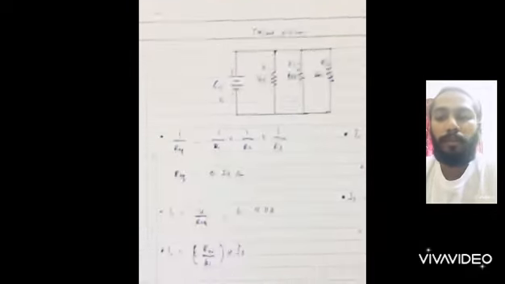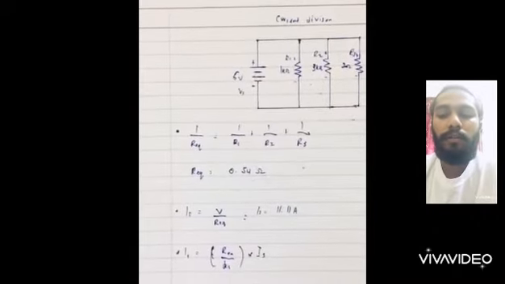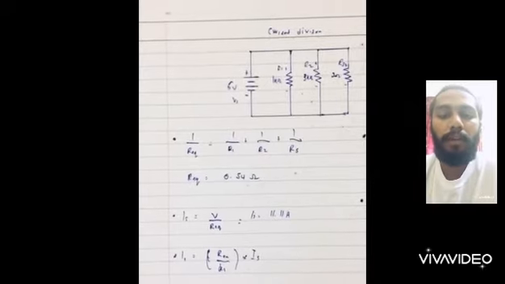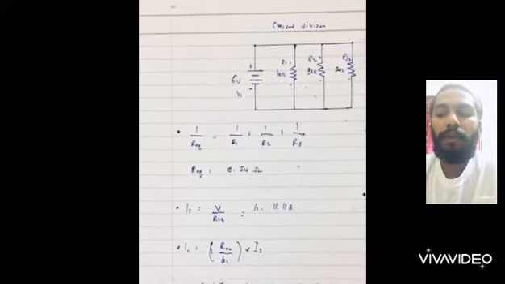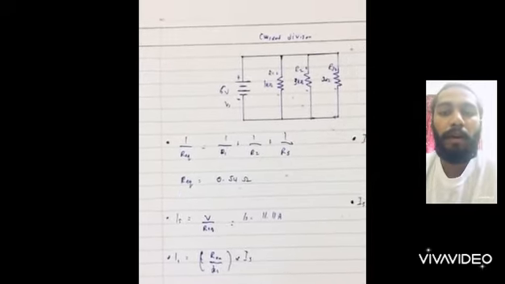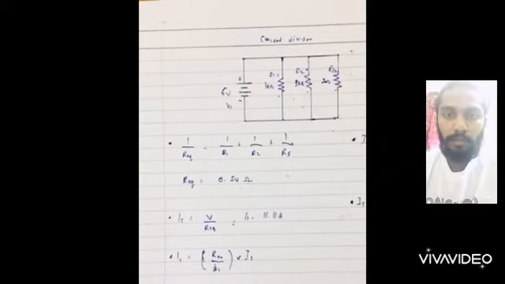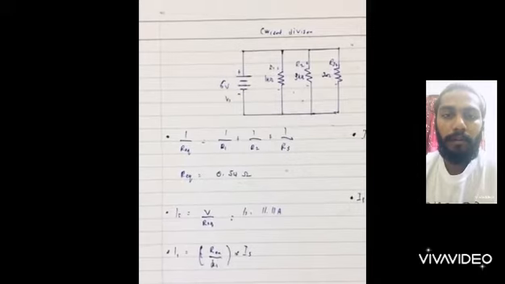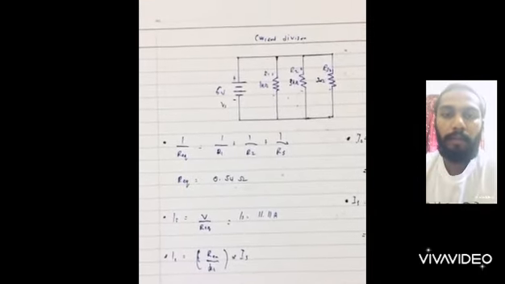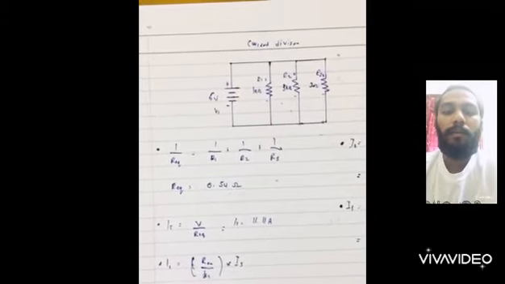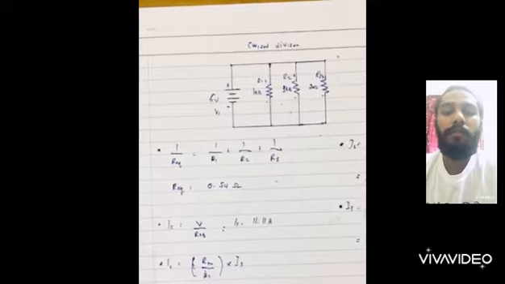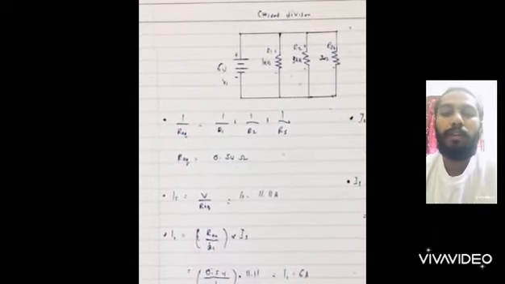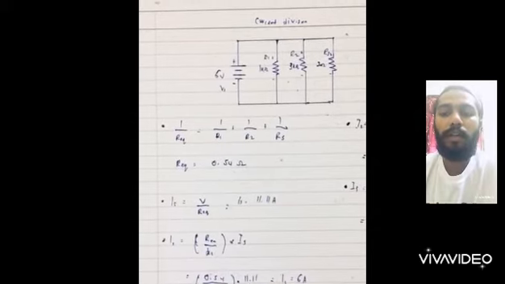First of all, we have to find R equivalent, which means 1 over R1 plus 1 over R2 plus 1 over R3. So the total R equivalent is 0.54 ohm. Then we have to find Is. Its formula is V over R equivalent. So Is is 11.11 ampere.